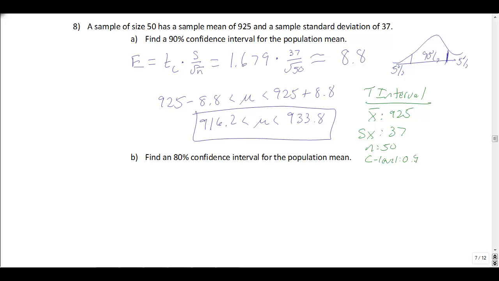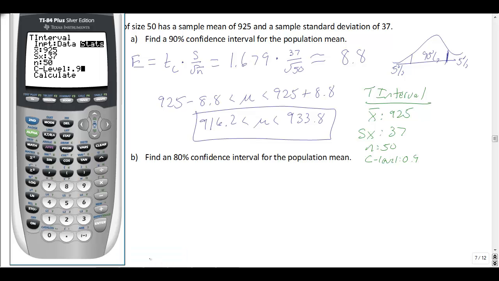And this is sort of, you have a record of what you put in there. If you do this and go to calculate, hit enter, what it should spit out is this interval: 916.23, 933.77. Up to some rounding, but it should be rounding to one less digit of precision in our answer. That actually works out the same. So you could do this and get that answer, but then you want to put down, hey, here's what I did, instead of just writing the interval.